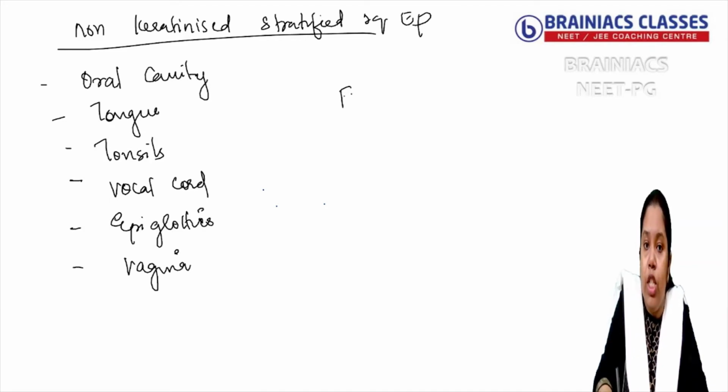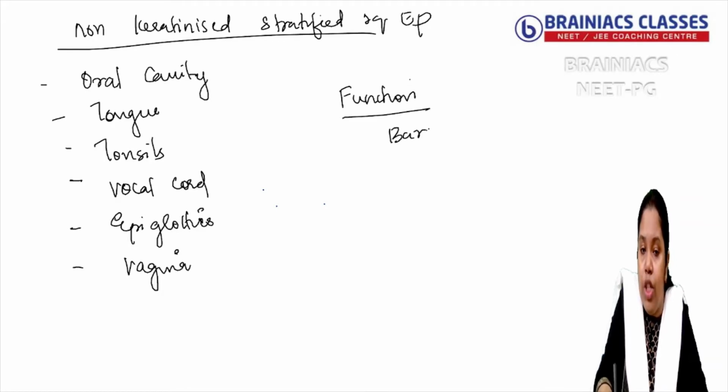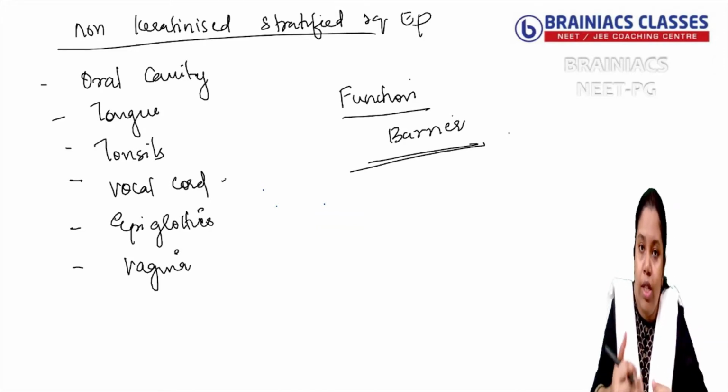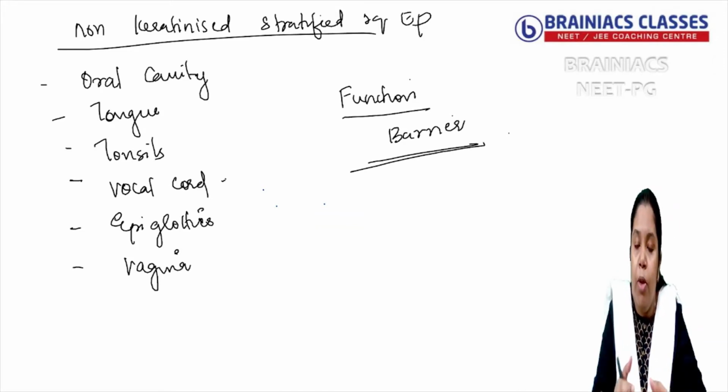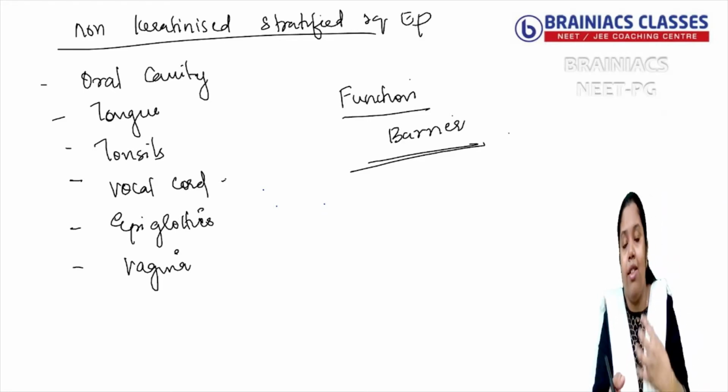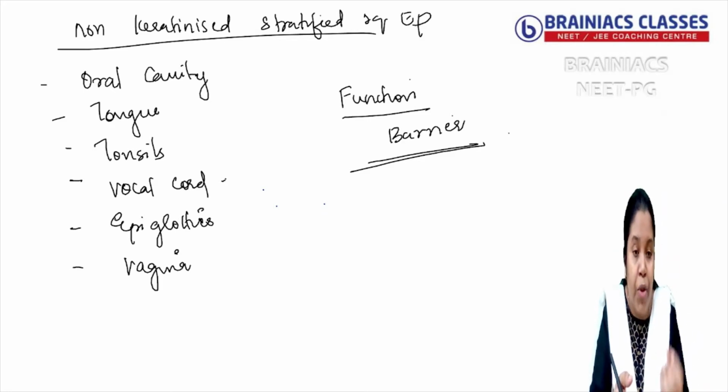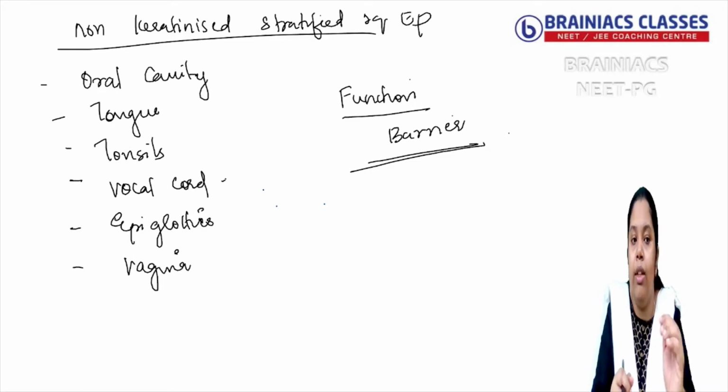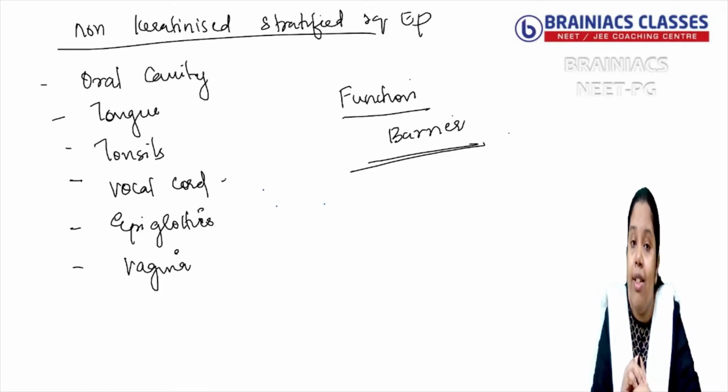And what is the function of this stratified squamous epithelium? It acts as a barrier or protection. So many layers are there, right? In the case of the vocal cords, even though it is an internal laryngeal structure, why? Because the vocal cord is a structure which will move frequently, so there are chances that wear and tear can occur. To prevent such wear and tear, the vocal cord is provided with stratified squamous epithelium. Understand? So this is about the stratified squamous epithelium.